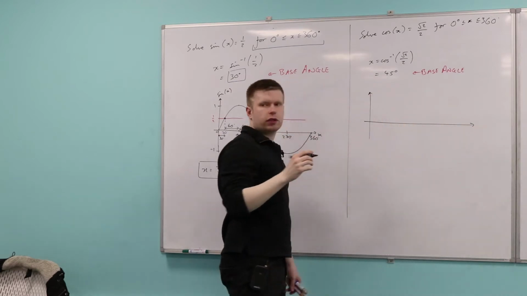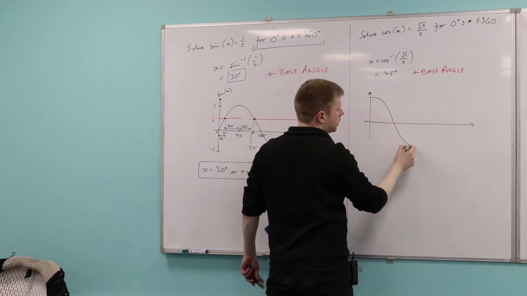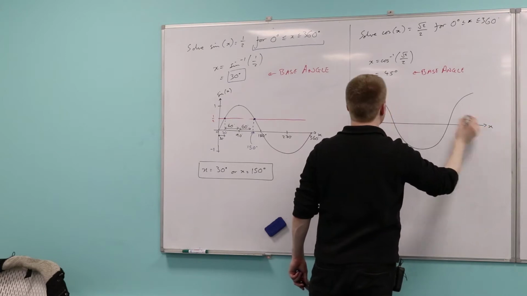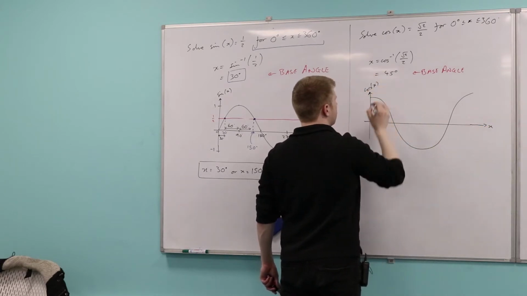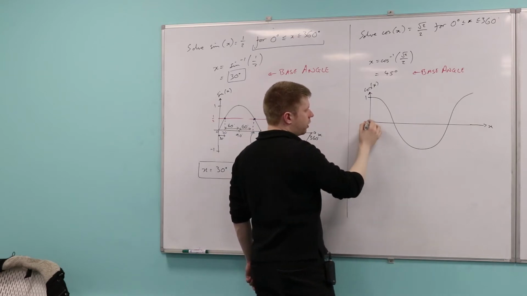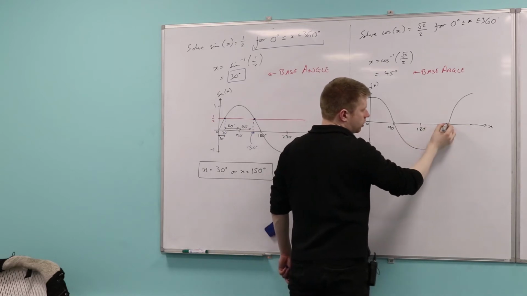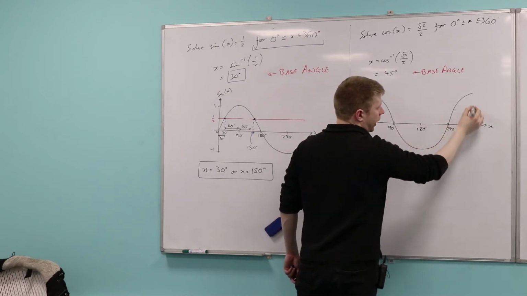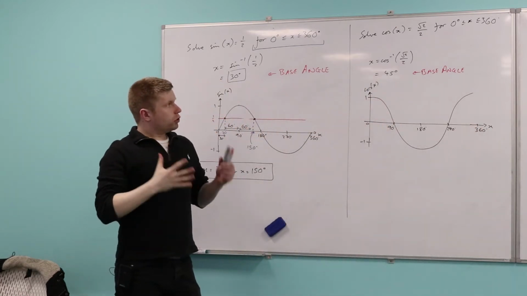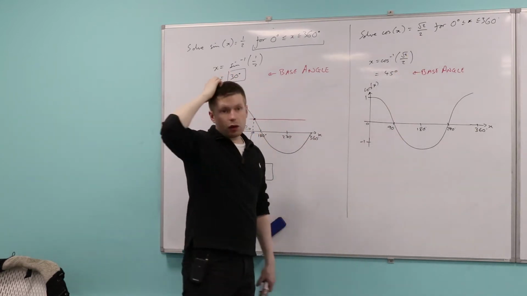Remind me, where does the cos graph start from? 1. Good, so we get this idea. And then every 90 degrees, something interesting happens. That's 1, that's -1, so 0. That's interesting, and that's interesting as well. So we need to find all of the angles on here which have a height on the graph of root 2 over 2.